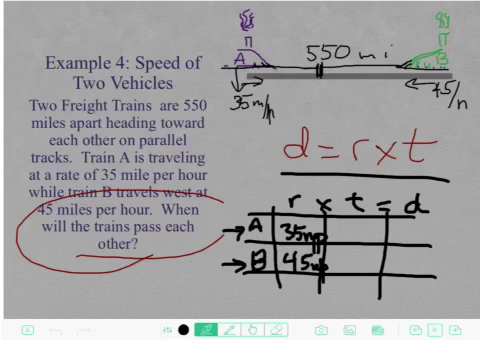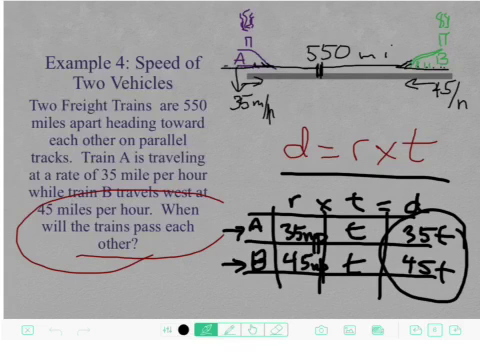So I want you to think about the time. How long will it take? You might say you don't know, which is true, but what we recognize is that the time it takes for A to travel to the meeting point and B to travel to the meeting point from their current distance of 550 miles has to be exactly the same, right? So I'm going to put T here and T here, and that'll just be the time. Then the distance that A travels will be 35T, and the distance that B travels will be 45T. So what can I do with those two distances? It has to add up to 550.